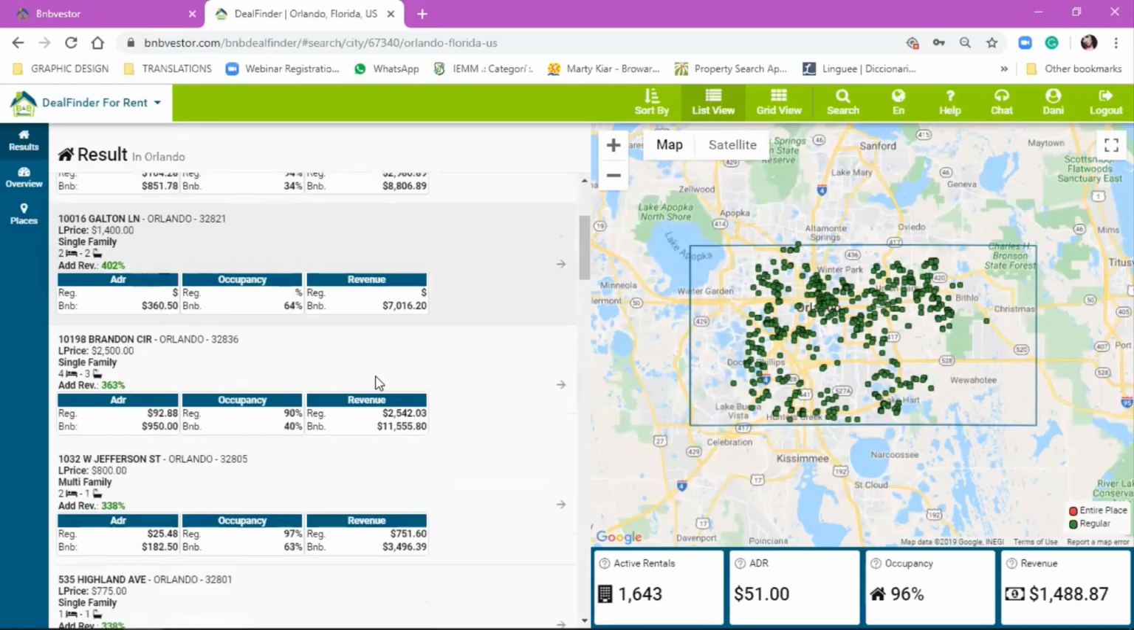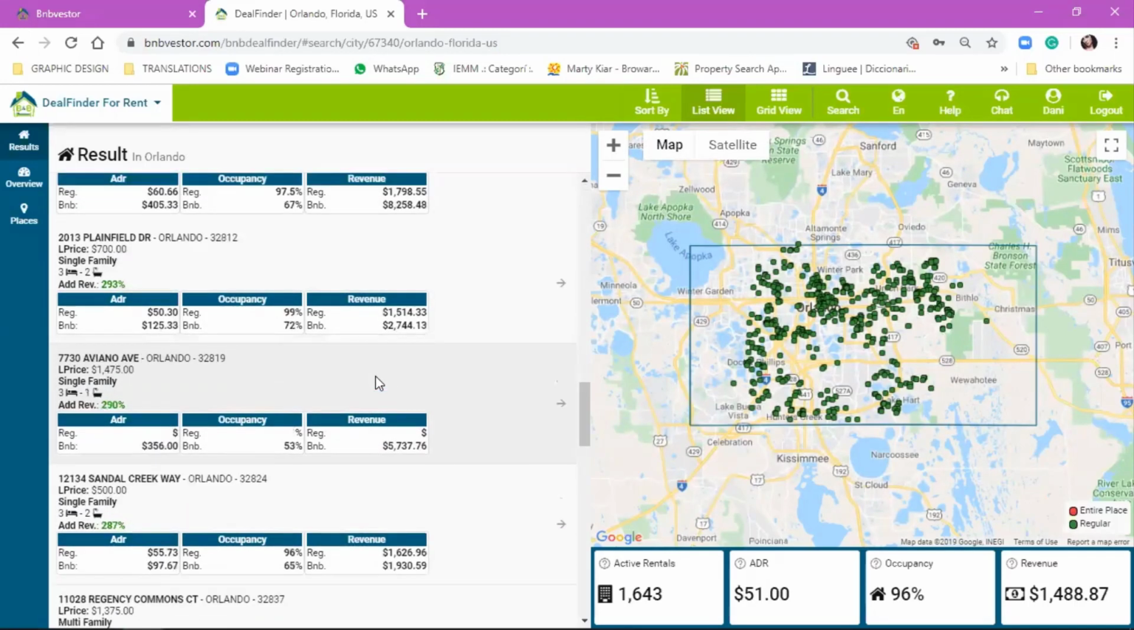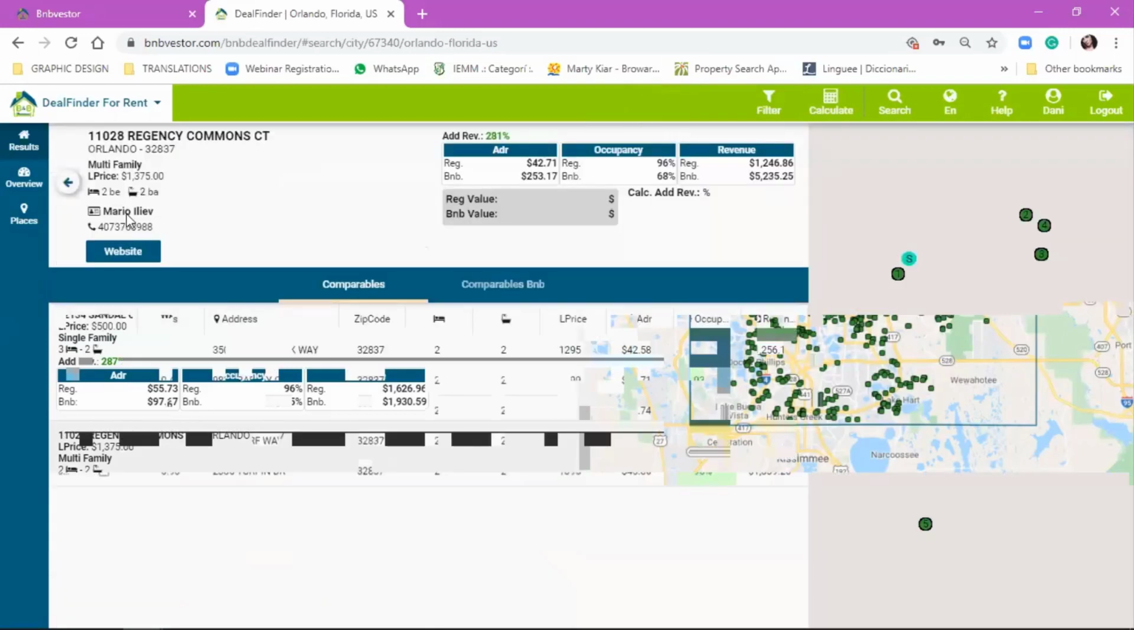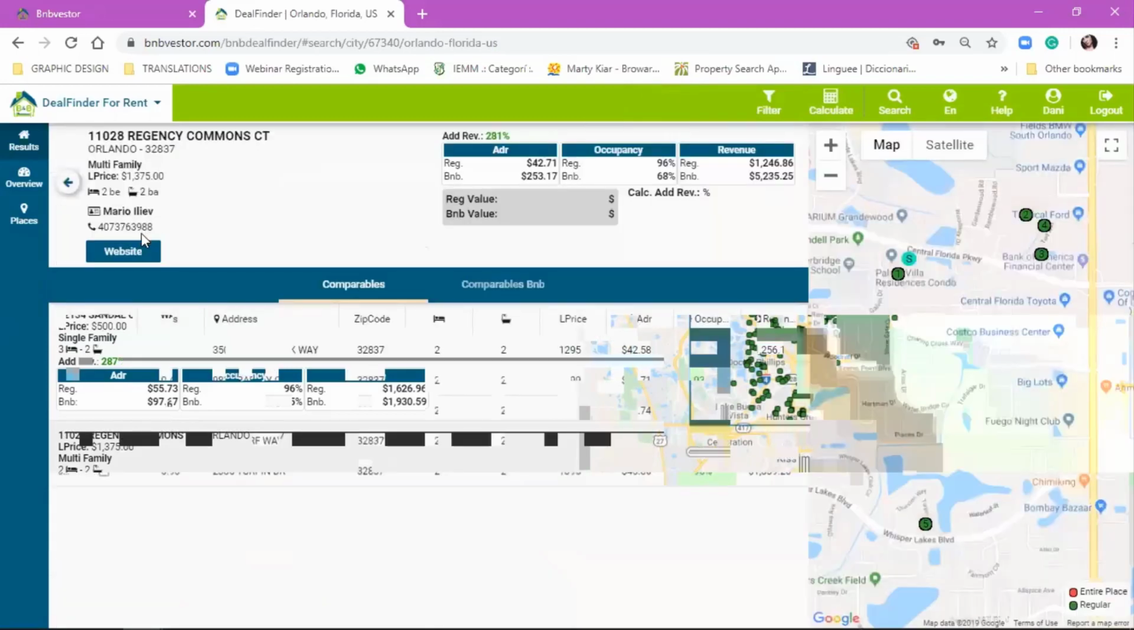Now I'm going to go ahead and scroll down. I want to show you an example. Okay, for example, over here, if we click on this property, we can see the address and the actual listing price of this multifamily, which has 2 beds, 2 baths. The name of the owner or the real estate agent is Mario Ilive, and it has an additional revenue of 281%. So this is based on the listing price.